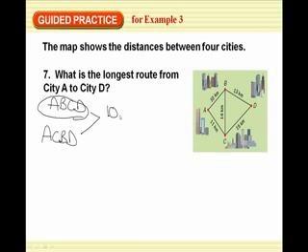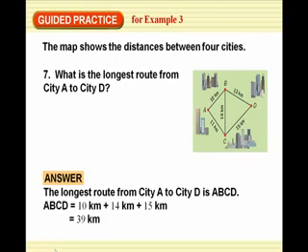A to B is 10, plus B to C is 14, plus C to D is 15. So it would be 10, 20, 30, just counting the 10s, plus the 5 and the 4 make 9. 39 kilometers. And I know that even though this is a different route, it's the same because you're still going over the same roads. You're just going over them in different orders. So that's the longest route, 39 kilometers.